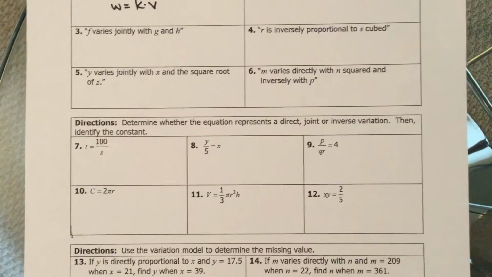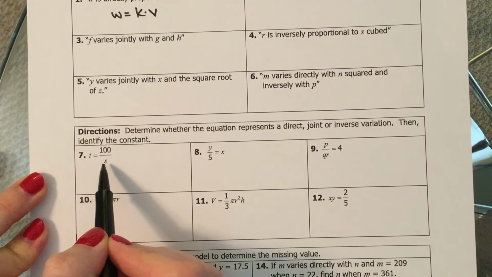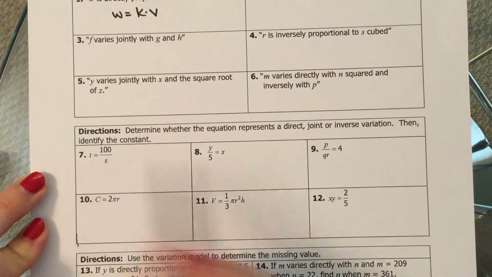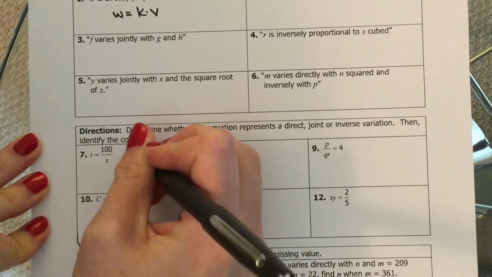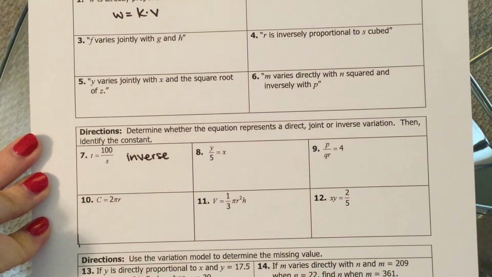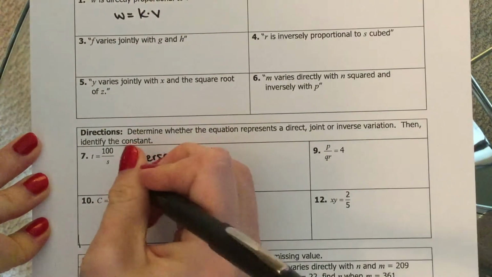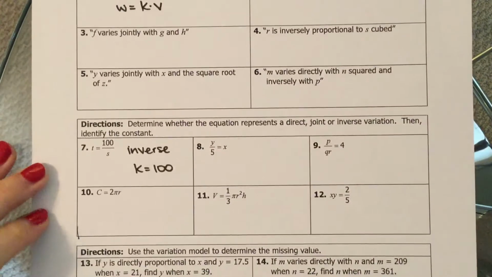Next section, 7 through 12, we're determining which one of these three it represents. Remember, it could be a combo of direct and inverse. So when you're dividing by the variable, if there's a variable in the denominator, it's an inverse variation. Okay, so we start by saying that it is an inverse variation, then identify the constant. So the constant of variation is like the k. So here, the k is 100.